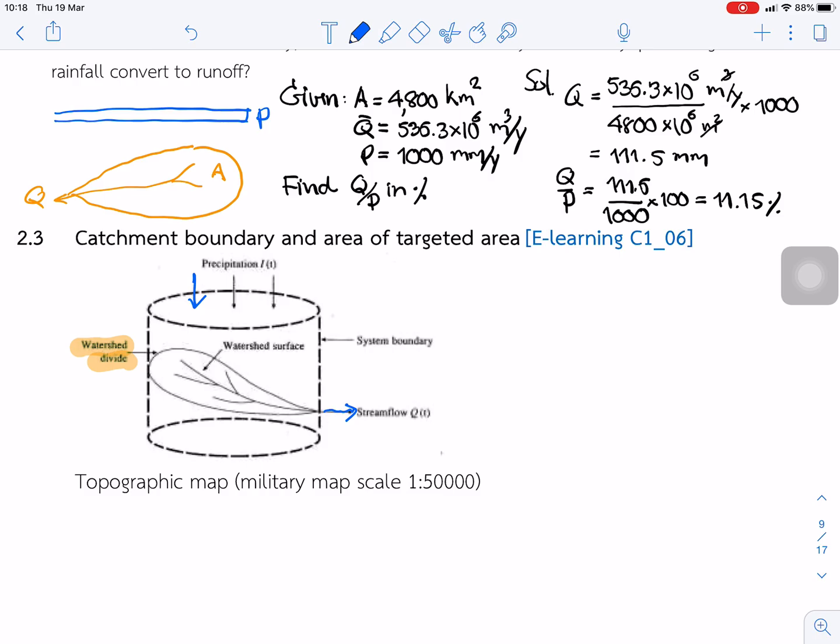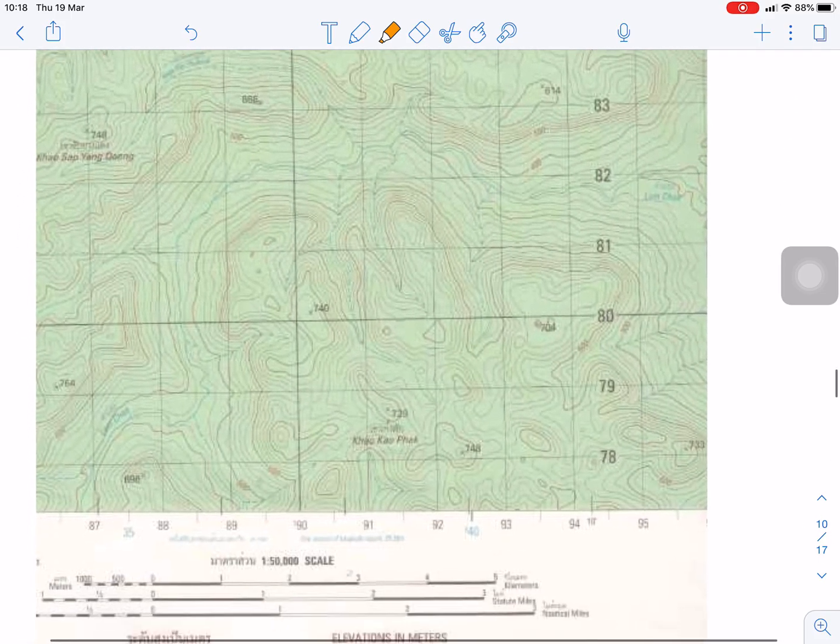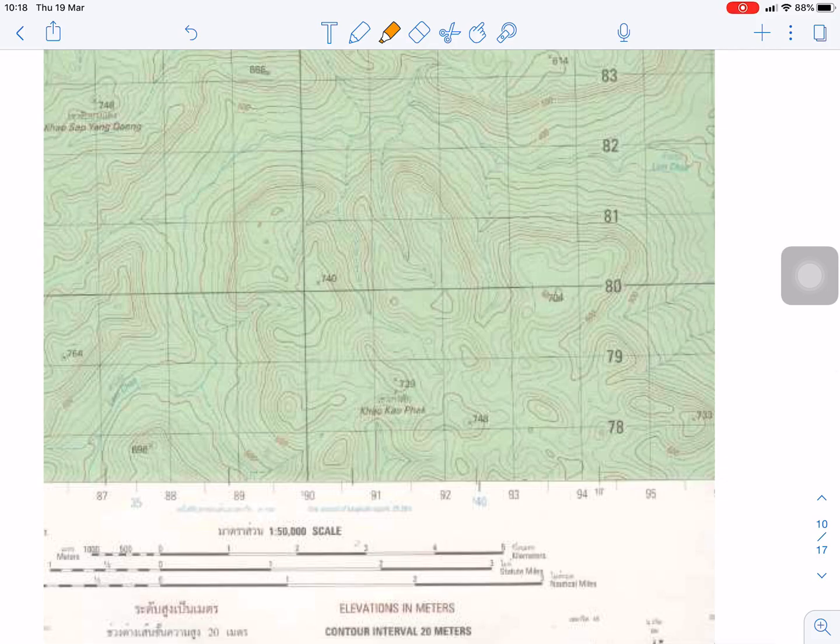Okay. So how to define the watershed divide and the boundary of the catchment? We have to use topographic maps to identify the catchment boundary and area. And the next slide will show you how. So this is a topographic map, but it's poor quality. You can see that the scale is 1:50,000. Okay, the scale of this map.